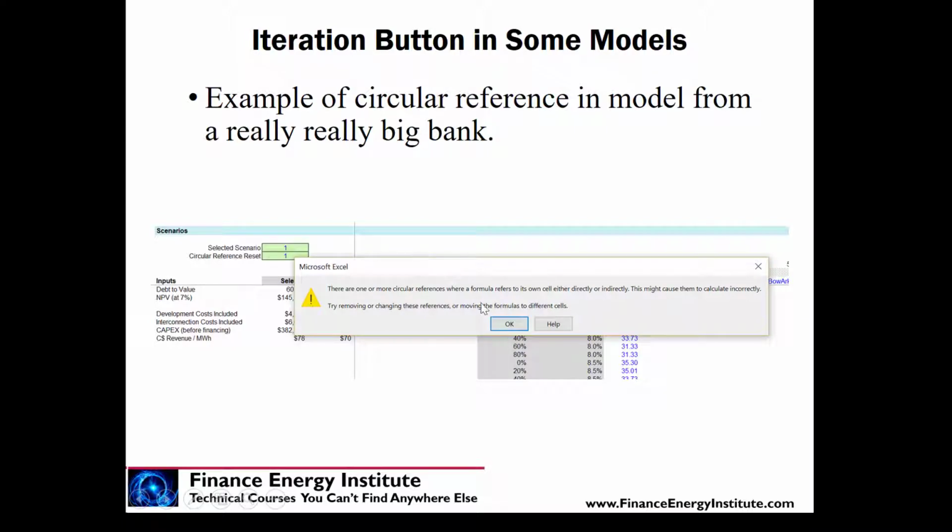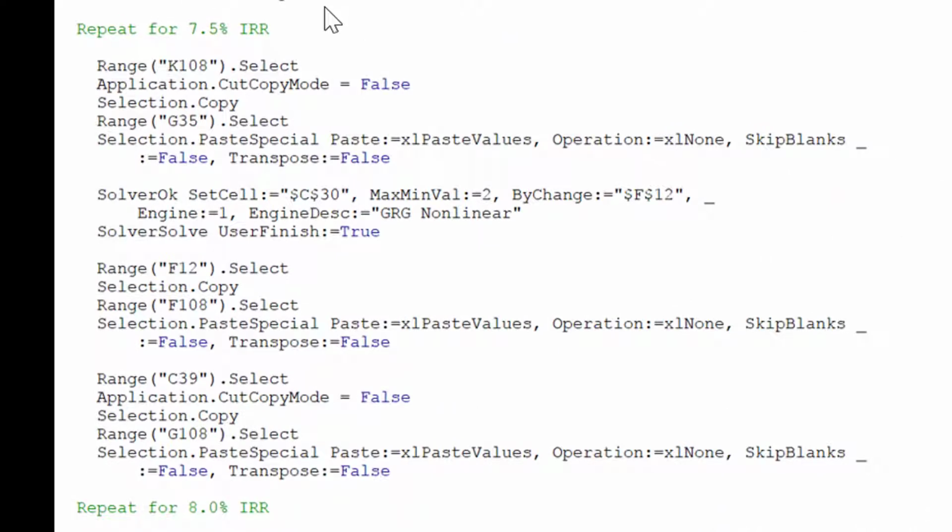They had a circular reference right in the model, and because of that, they had to go through these horrible solvers. I used to do this, and they think, I'm so cool, I can put all these solvers in. We could just do a simple little goal seek instead of that.